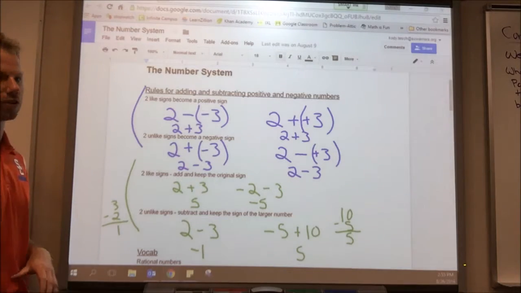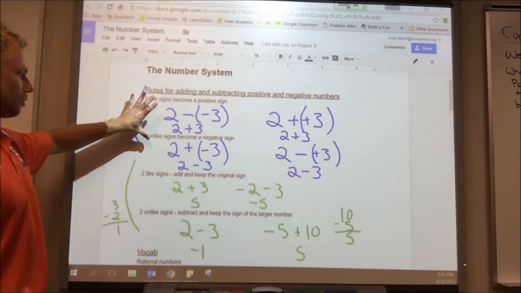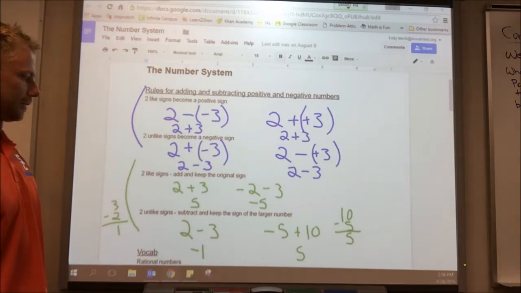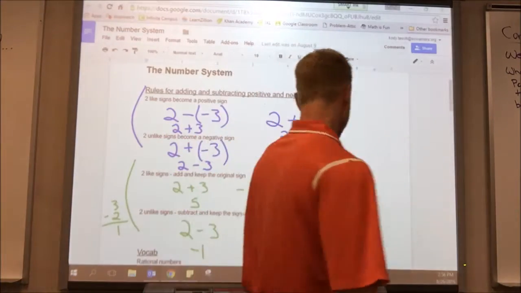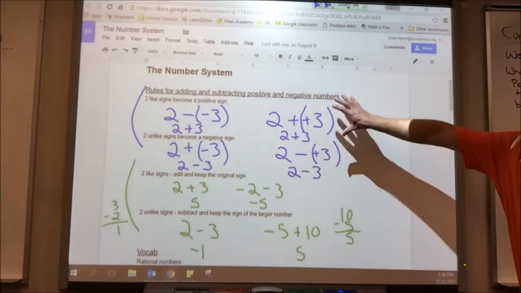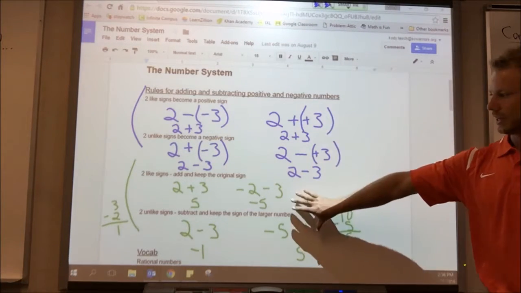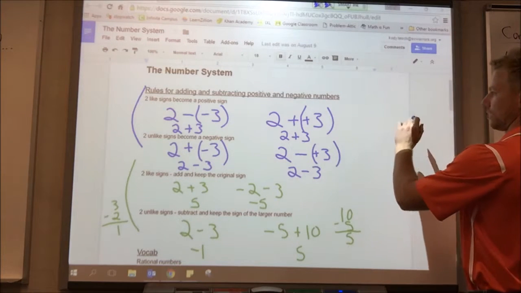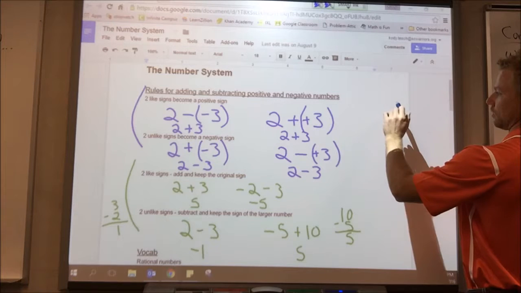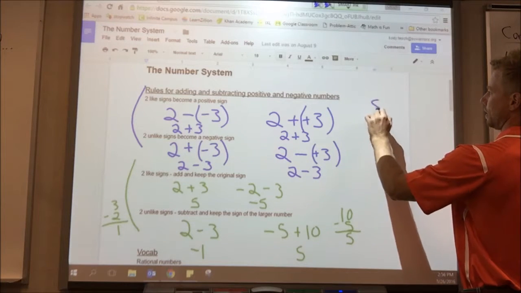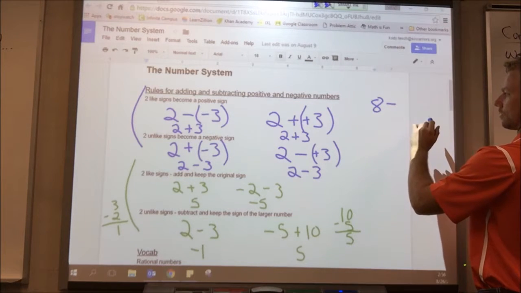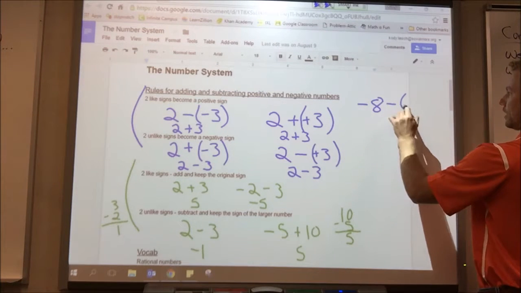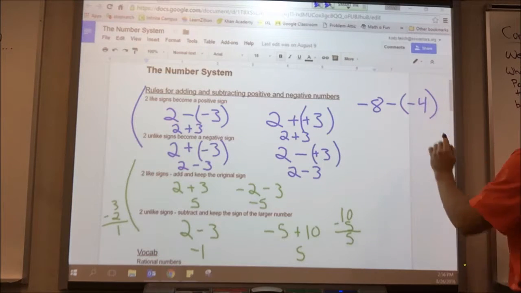Okay, the key to this also is remembering these two rules need to be applied before the second two rules. Okay? So let me give you another example over here where first we apply these two rules and then we apply the second two. Okay, so let's say we have, let's do a -8 minus -4.